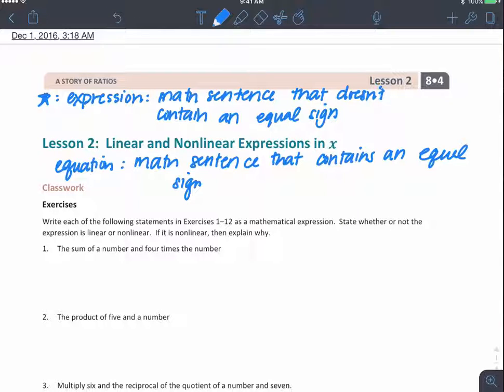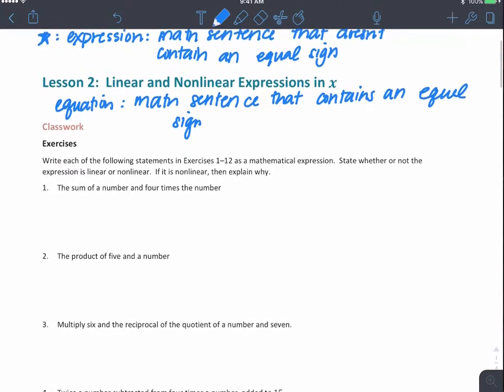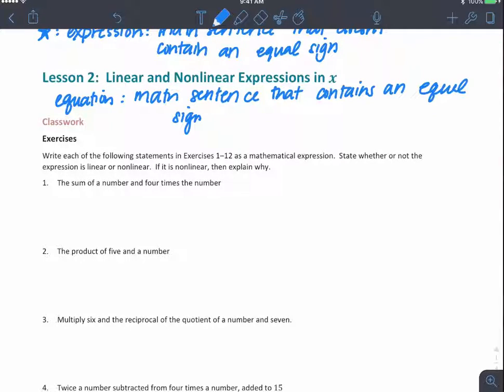Alright, so I'm just going to do a couple of the exercises with you, while you're taking notes. I'll probably do the first 3, and then I'll go over what it means to be linear or nonlinear, because that's part of our instructions here. So we need to write out our expressions and determine whether or not they are linear or nonlinear.